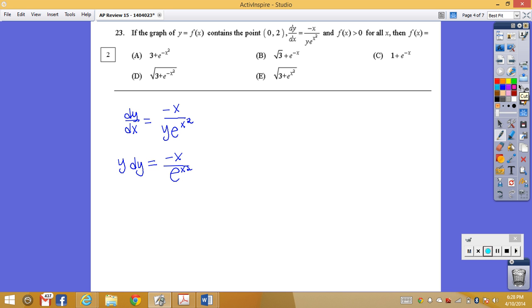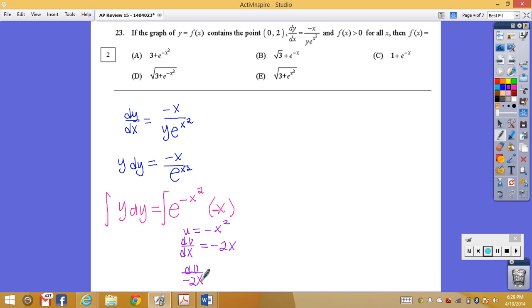I don't like my e being in the denominator, so I'm actually going to move it up to the numerator, and it's a good habit to do that. So, oopsie, forgot my negative. When you do that, it will actually help you out. So the right side is going to be a substitution problem. So u is equal to negative x squared, du over dx is equal to negative 2x, and then du over negative 2x is equal to dx.